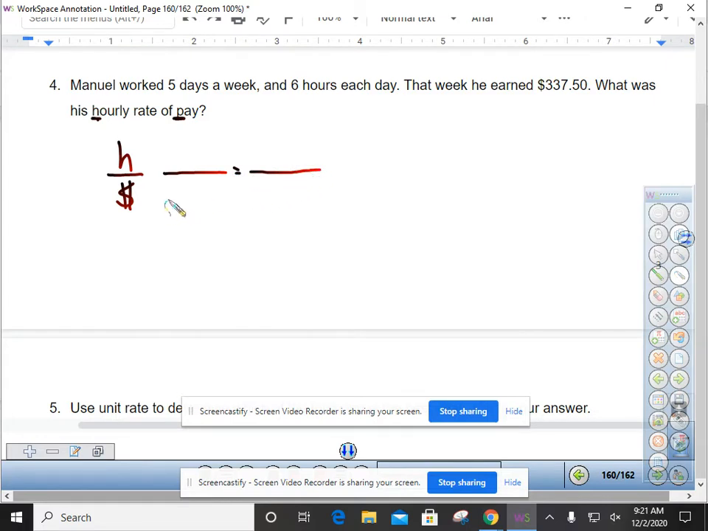Then we have to figure out what goes in here. First of all, how much money did he earn? Good. How many hours did that take him? Read the question. 6 hours. 30. Who said 30? How'd you get that? That's right. He works 5 days a week, 6 hours each day. You have to multiply it. He worked 30 hours that week. And it wants to know hourly rate of pay. So where does a 1 go? There you go.